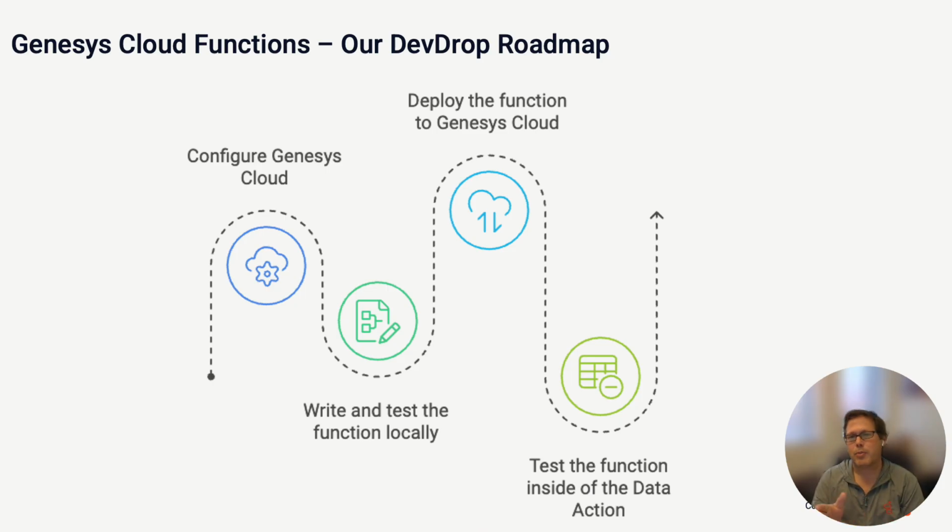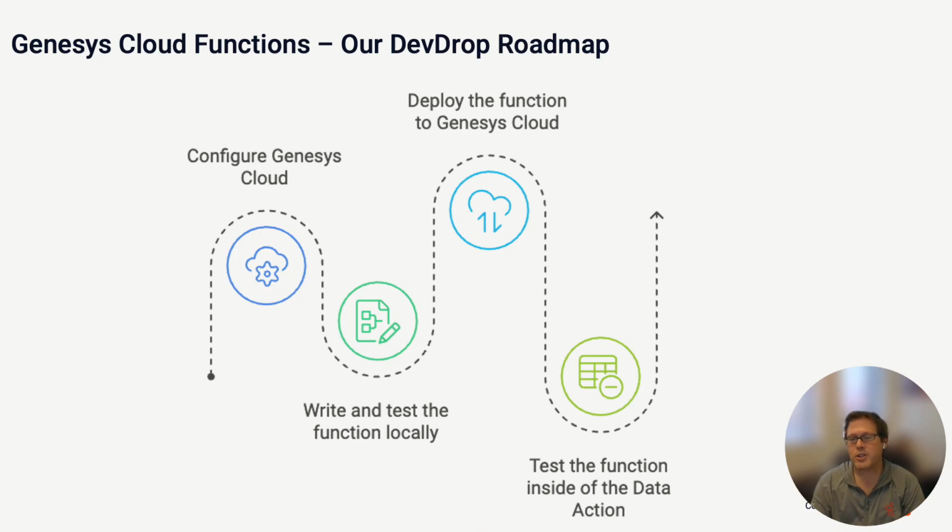Now, the third thing is deploying the function to Genesys Cloud. Now, when we deploy a function to Genesys Cloud, because this is in beta, we don't yet have a UI that we're going to use to go out there and deploy the Genesys Cloud function. So what I'm going to show you is how to take that packaged up zip file that you created earlier from running your function locally, and then using the Genesys Cloud CLI to basically deploy your function.